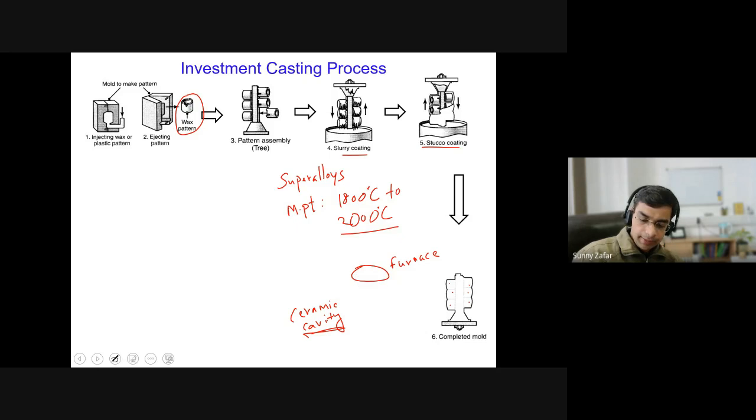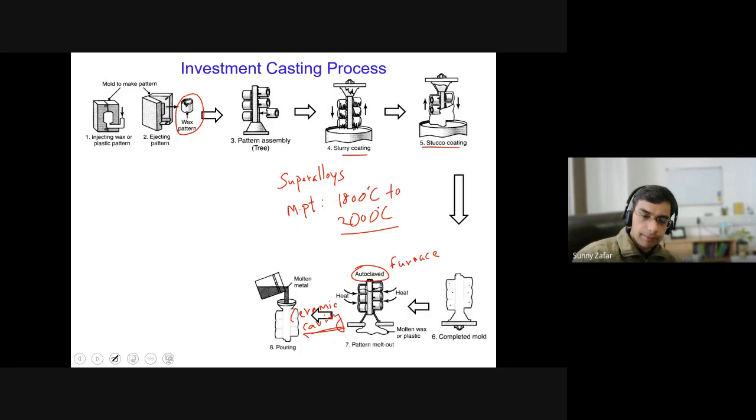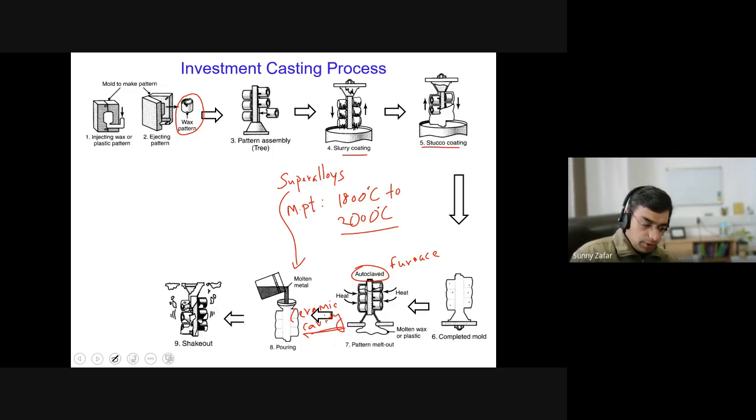Then separately, the molten material, that is again the super alloy, is melted separately in a different furnace, and it is then poured into this ceramic cavity, and then it is allowed to solidify. Once the solidification process is complete, we do the shakeout, means we break the mold.